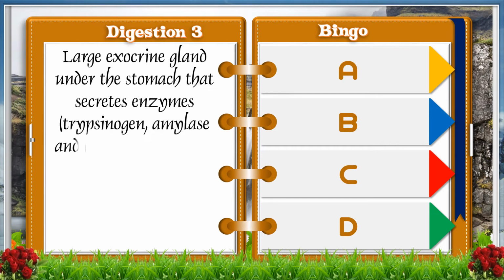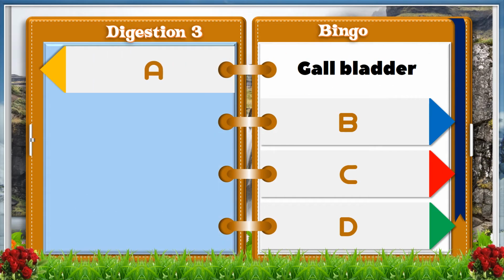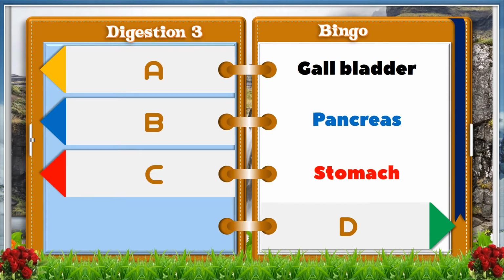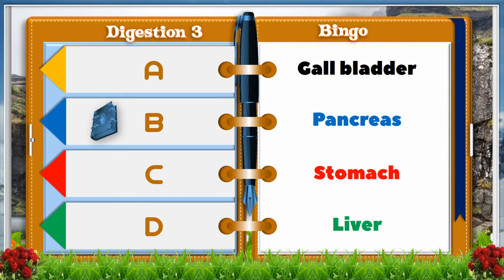Large exocrine gland under the stomach that secretes enzymes, trypsinogen, amylase, and lipase, which enter the duodenum via a duct. It is also an endocrine gland that secretes insulin. A. Gallbladder. B. Pancreas. C. Stomach. D. Liver. And the answer is B. Pancreas.